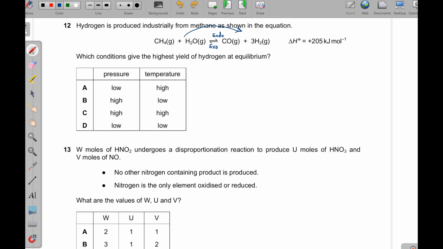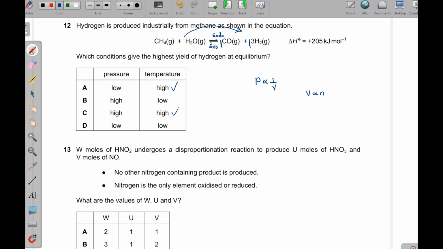Endothermic. So I have to look at high temperature. You see that? Then I look at the pressure here. We know that pressure, using Boyle's law, is inversely proportional to the volume, and volume is directly proportional to the number of gas moles. So if you have many gas moles, that means you're going to have a bigger volume. You see that?